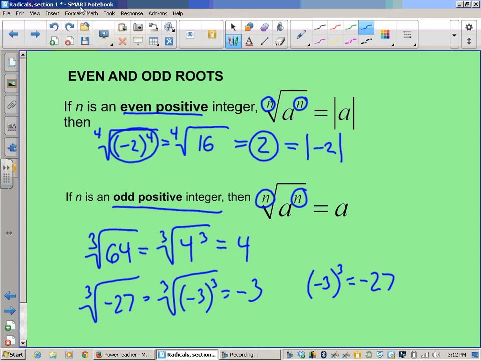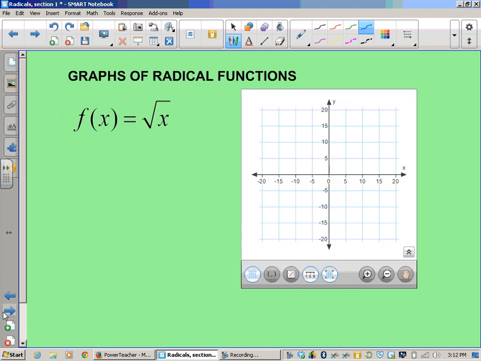Let's minimize that. Okay. So now we're going to look at some graphs. We'll look at the graphs rather quickly. So what does the square root graph look like? At this point, you know what a lot of graphs look like. Y equals mx plus b. You know what x squared looks like. You know what the absolute value graph looks like. This is probably a new one.